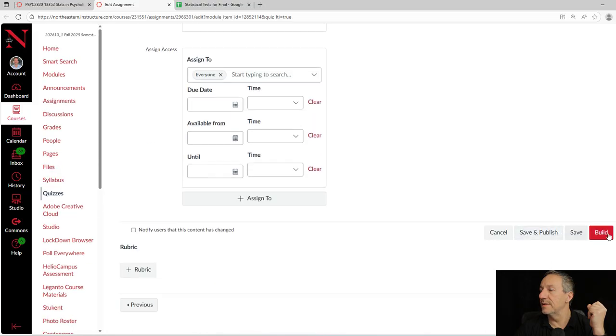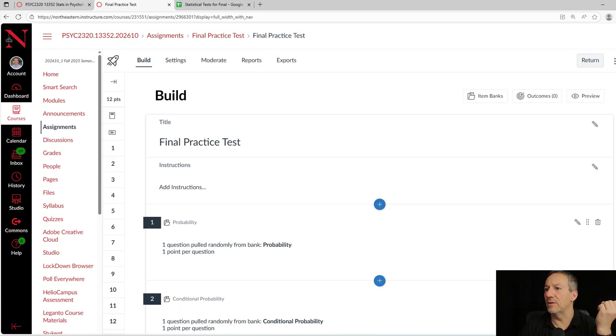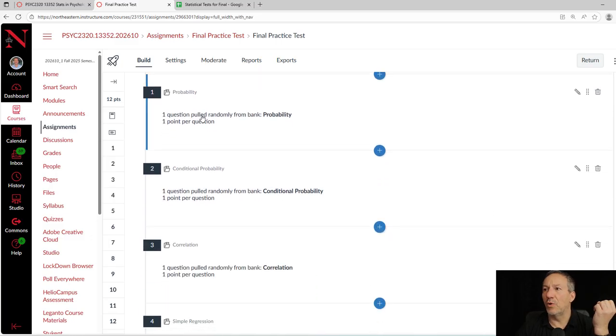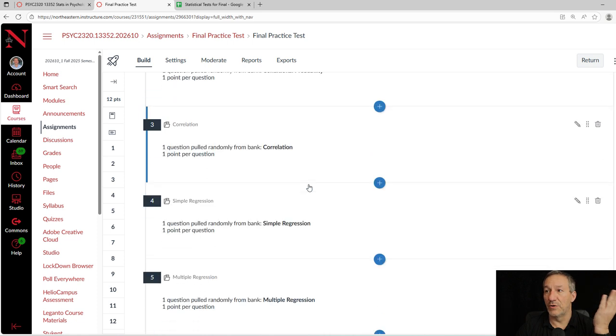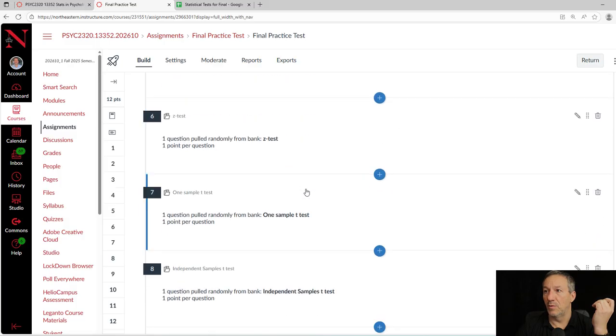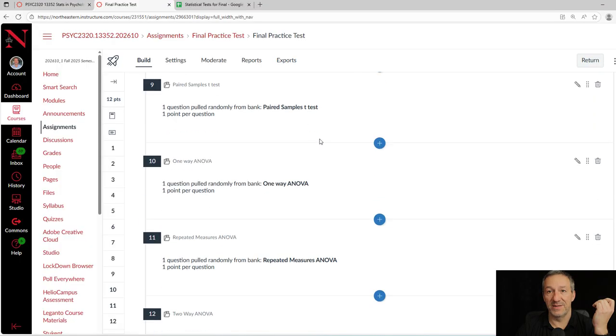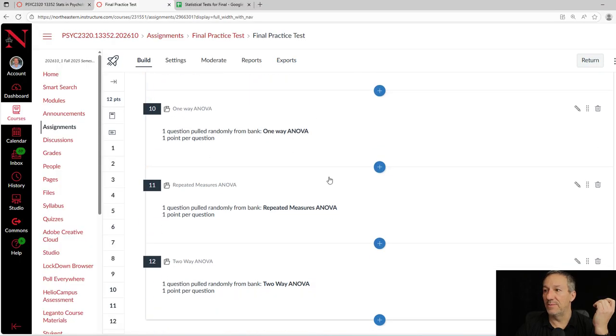How this works is there's basically one of each of the analyses that we've done in the class, and the probability. There's one question from the probability, and one from the conditional probability. There's one correlation, one simple regression, one multiple regression, one z-test, a one sample t-test, independent samples t-test, paired samples, one-way ANOVA, repeated measures ANOVA, and then the two-way ANOVA. At least for this semester, the two-way ANOVA is not on the final, but I included it so you can see it if you want to.